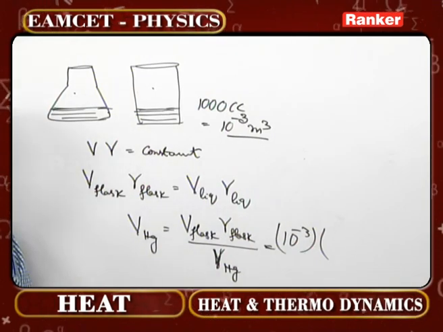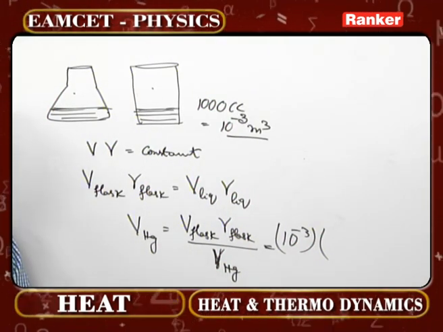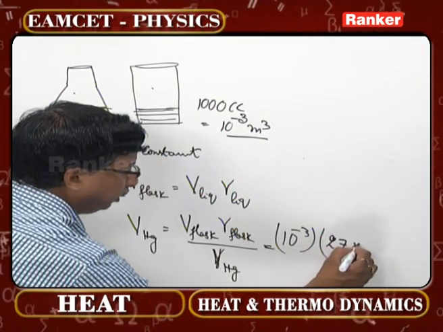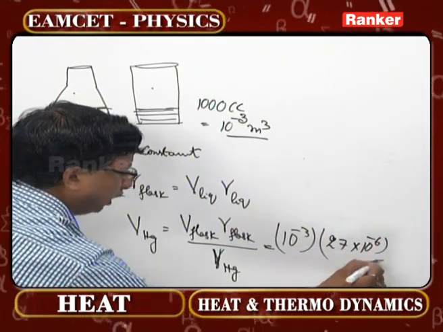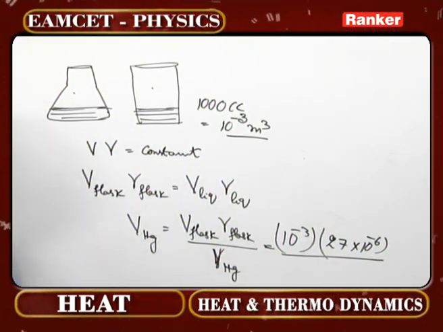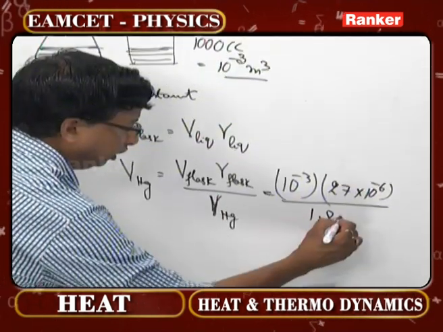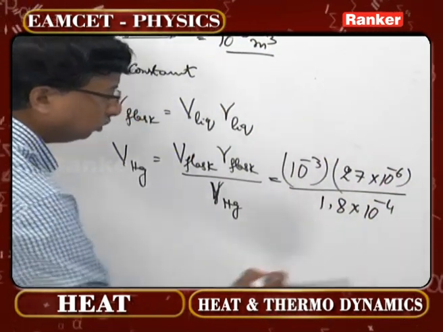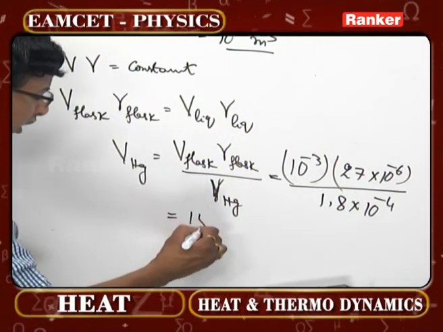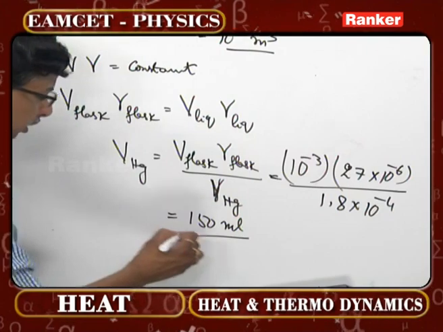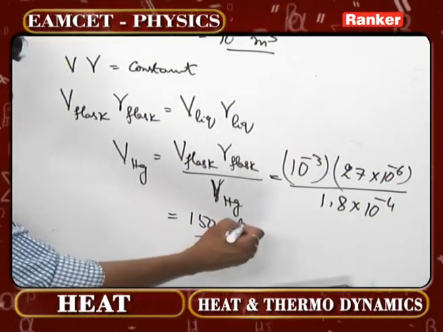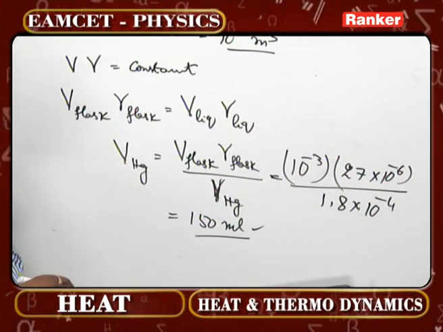What is gamma of the flask? Is it not 3 times the value of alpha that is given? It is now 27 into 10 to the power minus 6. What is the value of gamma of mercury now? It is 1.8 into 10 to the power minus 4. Just to simplify the whole lot, you will get exactly 150 milliliter. That can also be written as 150 cc. That is the volume of mercury that is to be taken.